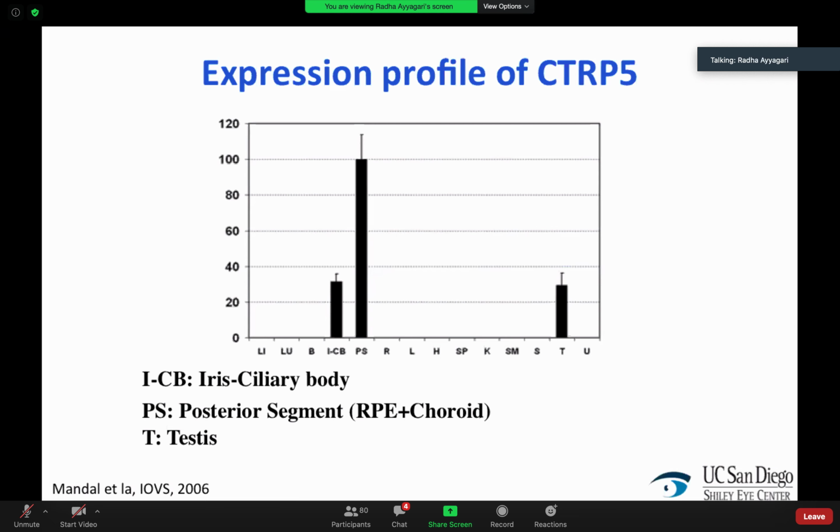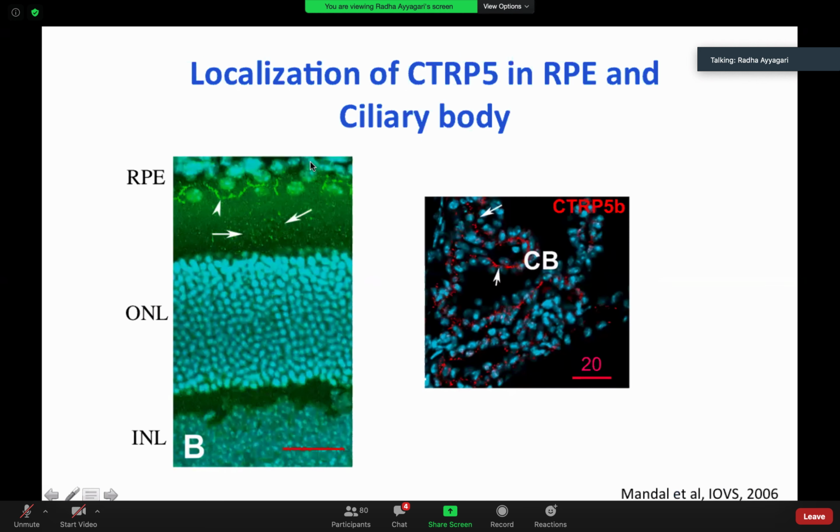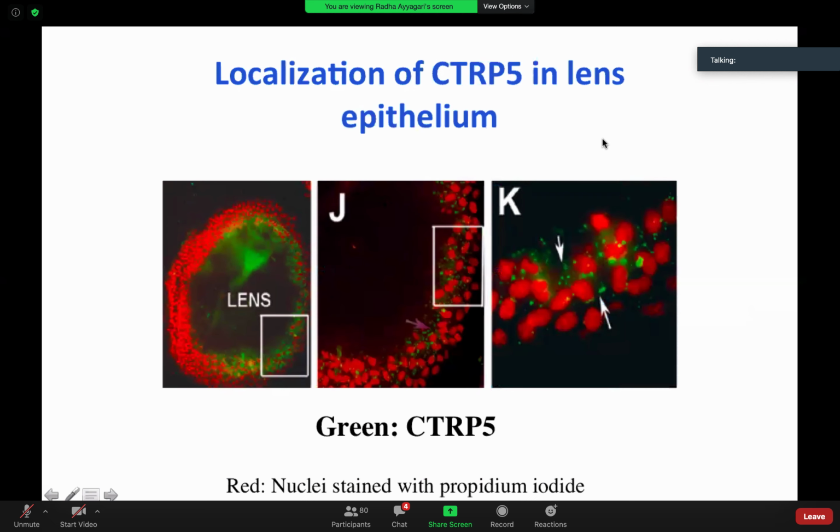At that time, Mandal, a postdoc in my lab, carried out studies on this gene and the transcript. He measured the levels of this transcript in various body tissues and detected the expression of CTRP5 in the ciliary body and RPE, or posterior segment, which we analyzed together as RPE plus choroid, and in testis. We generated antibodies and localized CTRP5 to RPE and also ciliary epithelium. We also detected the presence of CTRP5 in lens epithelium cells.